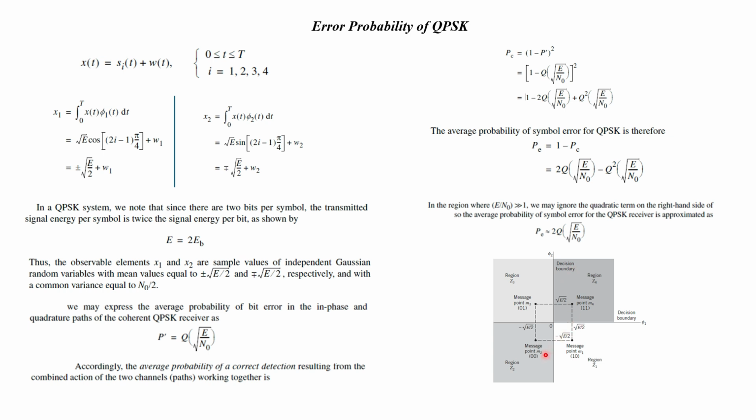We can see here the signal space diagram shown for QPSK with the orthonormal basis functions, that is N is equal to 2, phi 1 and phi 2, and for M is equal to 4, there are 4 message points observed here: 1 0, 0 0, 0 1 and 1 1.